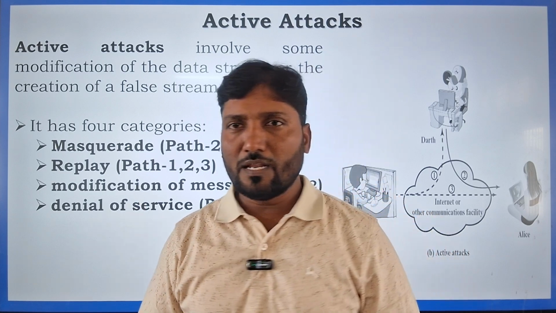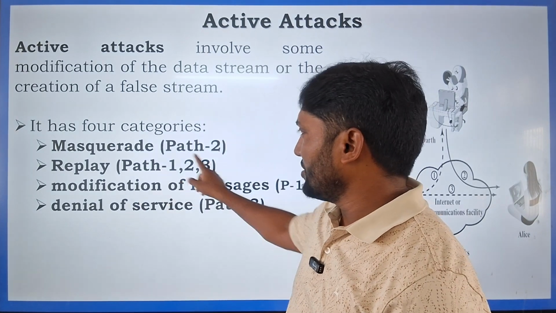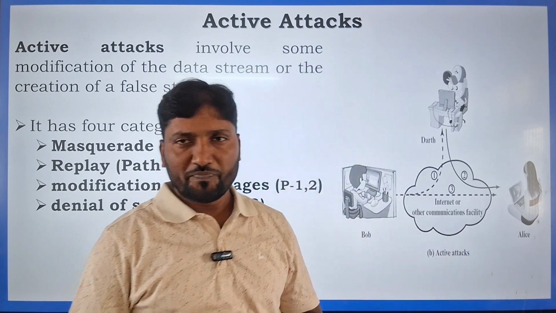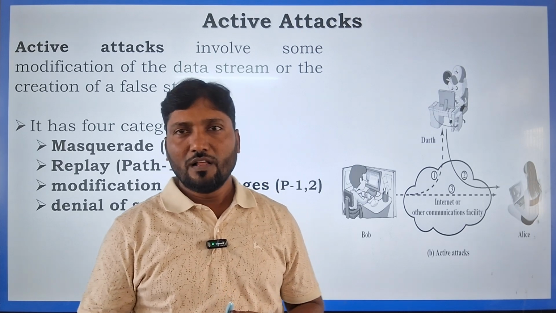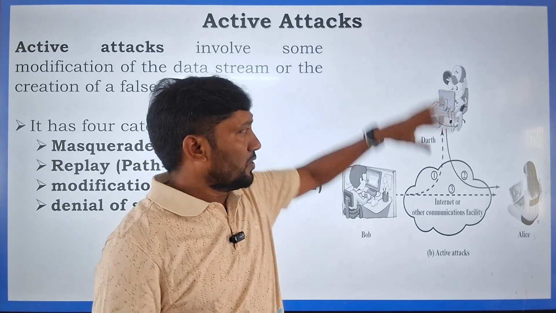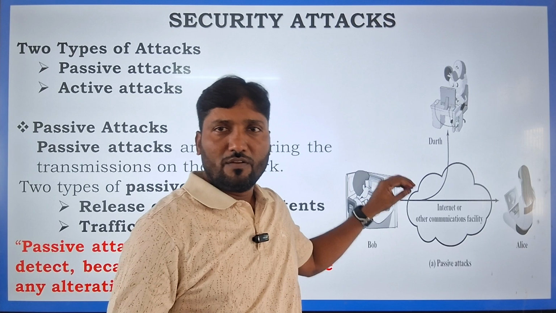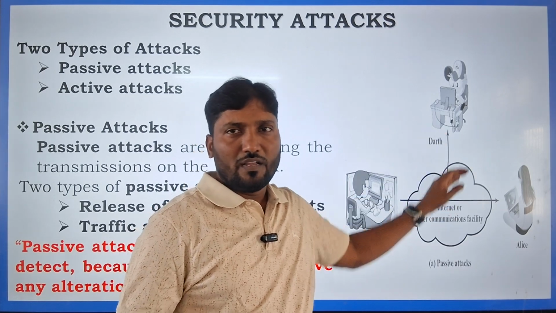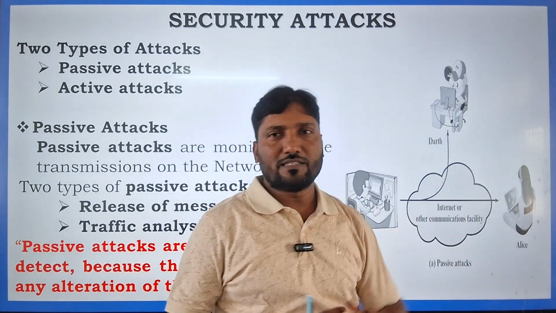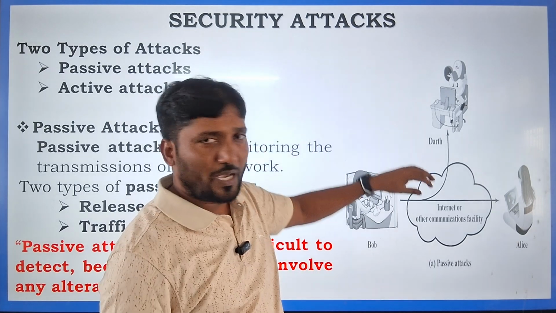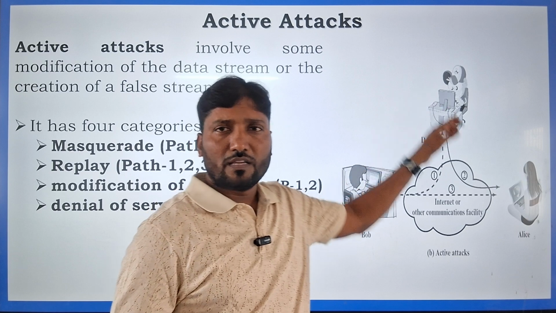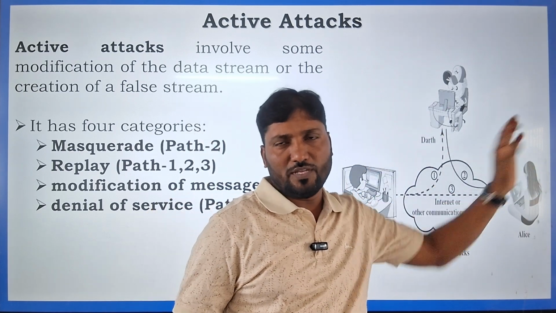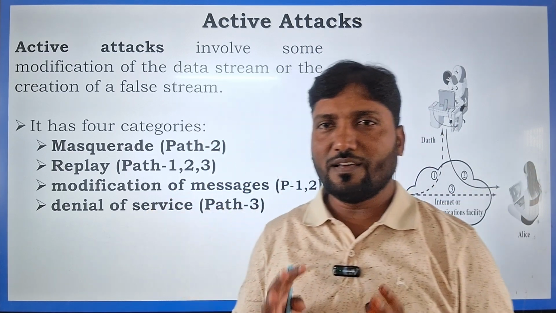A replay. Replay means now there are three paths active. That means there is a communication between the sender and receiver. Now there is a third party. The third party can receive the data from the network and give the reply to the receiver. That means after capturing the data here, they can simply send a false message reply to the receiver. This is called replay.